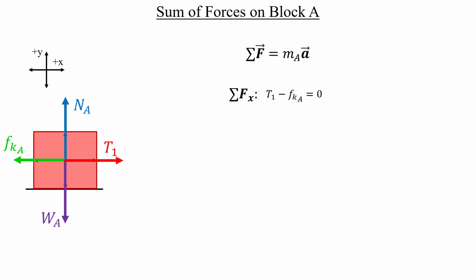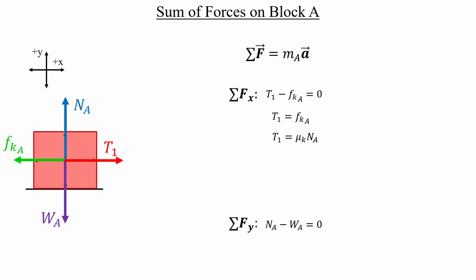There's just two vectors here, the T1 tension vector and the kinetic friction vector acting on block A. Since there's no acceleration, we can slide this frictional term over to the right-hand side to make it positive, then exchange that term with its definition. We don't know what the normal force acting on block A is yet, so let's hop over to the y direction real quick and see what we can get out of that.